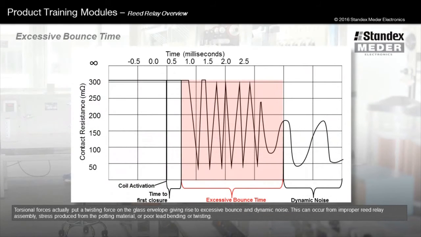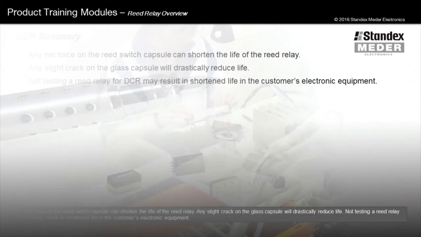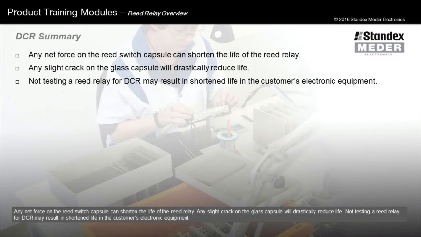Torsional forces actually put a twisting force on the glass envelope, giving rise to excessive bounce and dynamic noise. This can occur from improper reed relay assembly, stress produced from the potting material, or poor lead bending or twisting. Any net force on the reed switch capsule can shorten the life of the reed relay. Any slight crack on the glass capsule will drastically reduce life. Not testing a reed relay for DCR may result in shortened life in the customer's electronic equipment.